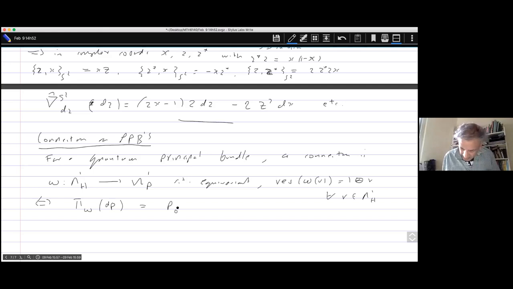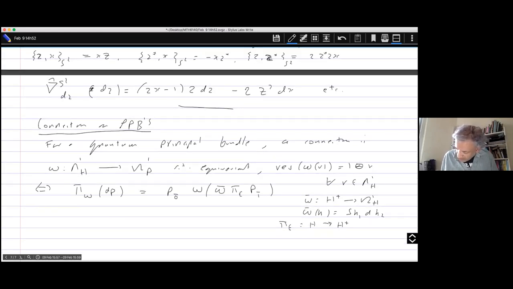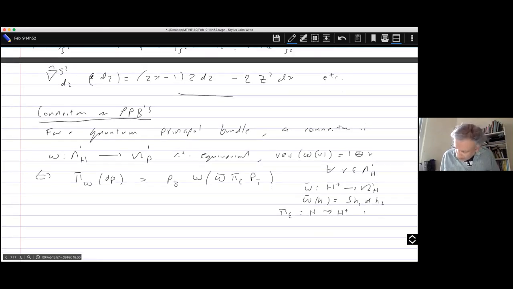And this is going to be given by the coaction omega, and I've just got to explain one bit of notation. Here, omega bar is the Maurer-Cartan form on a Hopf algebra, on a group. Namely, omega bar of h is just Sh1 dh2, and pi epsilon is just the projection from h into h plus, the augmentation ideal. It's just h minus 1 times epsilon of h. This is the counit projection.